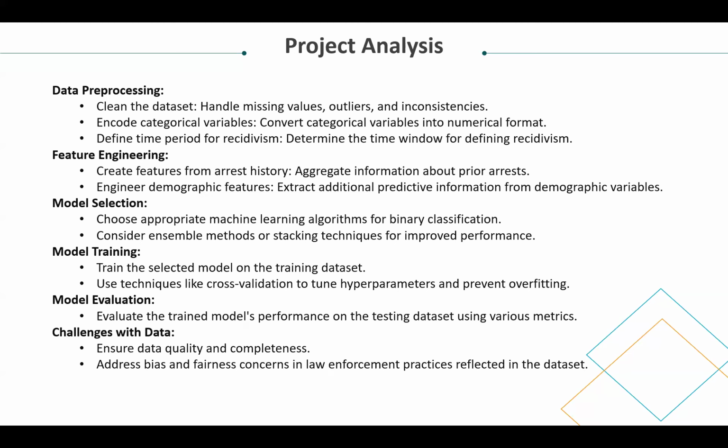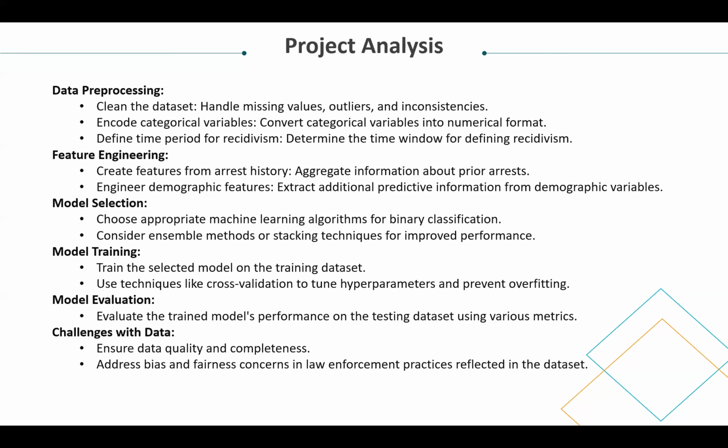Feature engineering: create features from arrest history. Aggregate information about prior arrests. Engineer demographic features: extract additional predictive information from the demographic variables. And the model selection. Here we need to choose the appropriate machine learning algorithms for binary classification and consider ensemble methods or stacking techniques for improved performance.